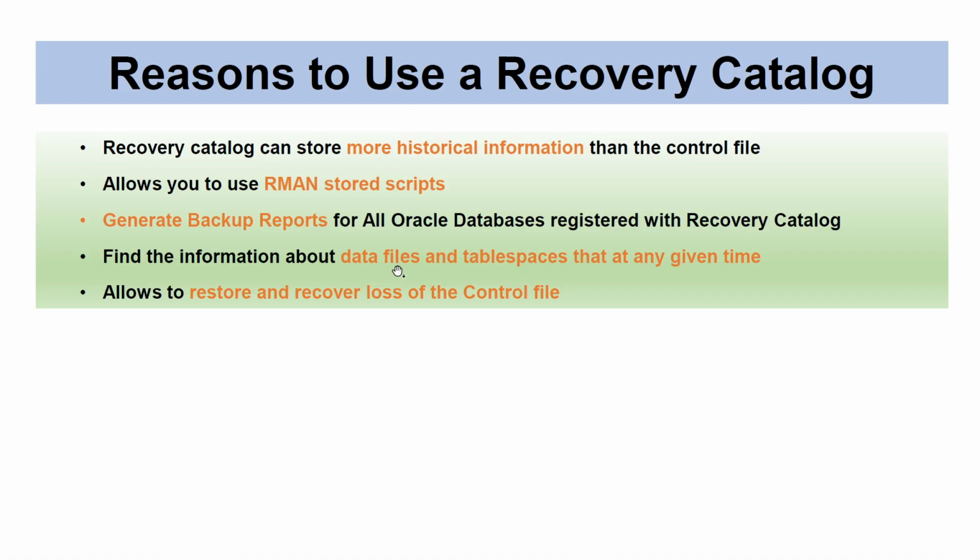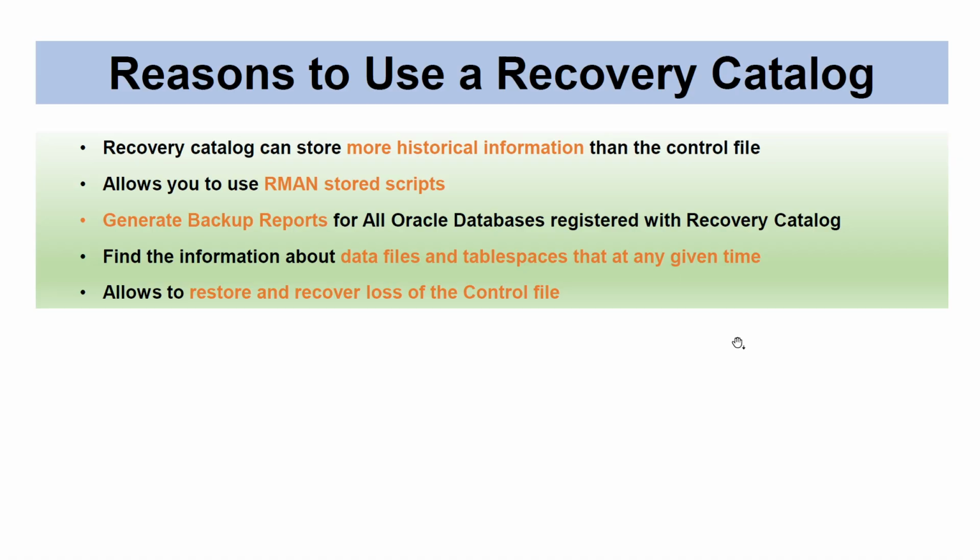You can also find information about data files and tablespaces at any given point in time. So if for some reason you deleted a tablespace or a data file and you want to know how your database was at a particular point in time, you can find that information using the recovery catalog. It also allows you to restore and recover from the loss of a control file. Very important: even if you lose the control file, it will allow you to restore your control file using the information present in the recovery catalog.